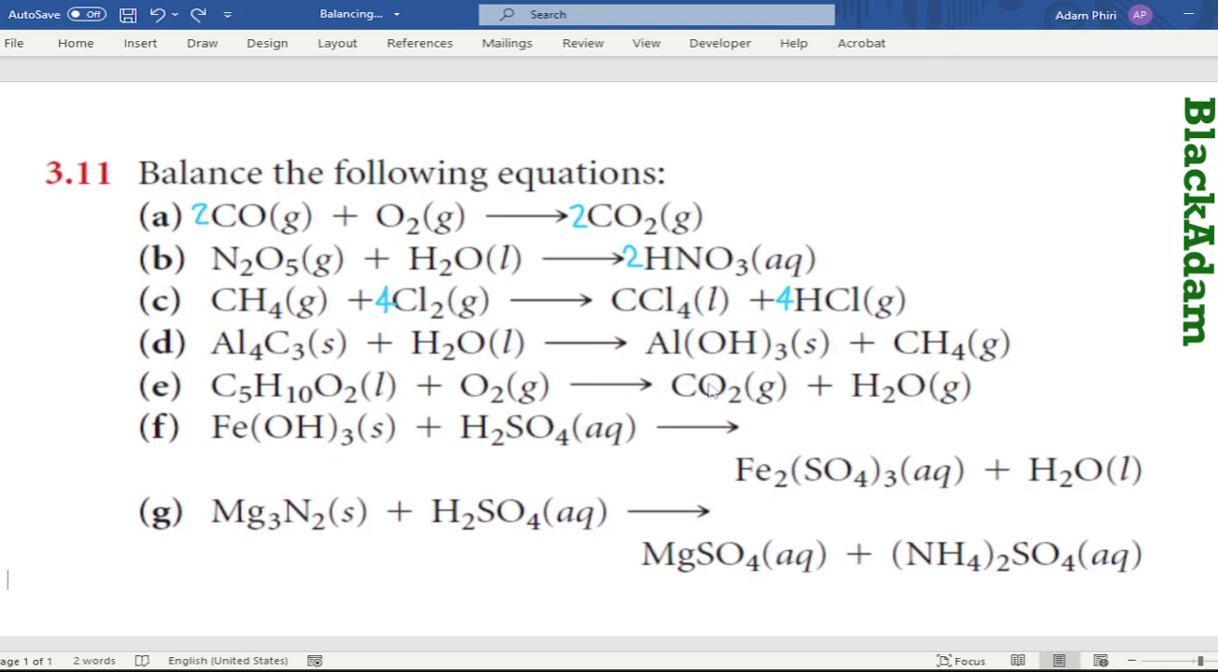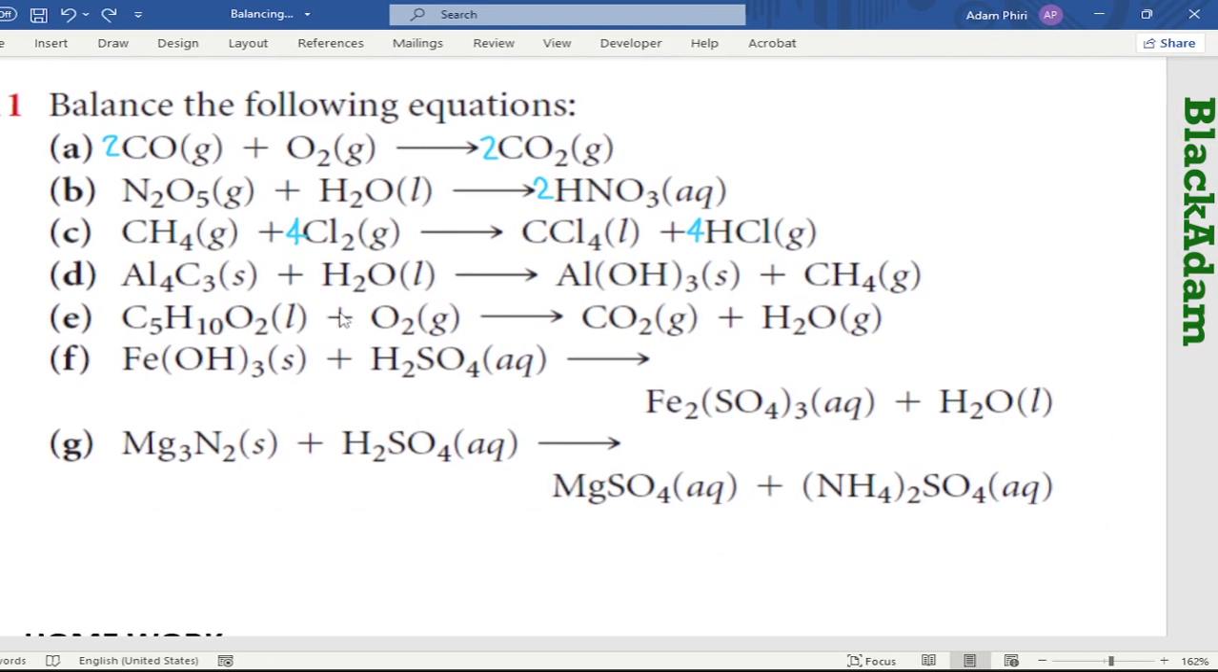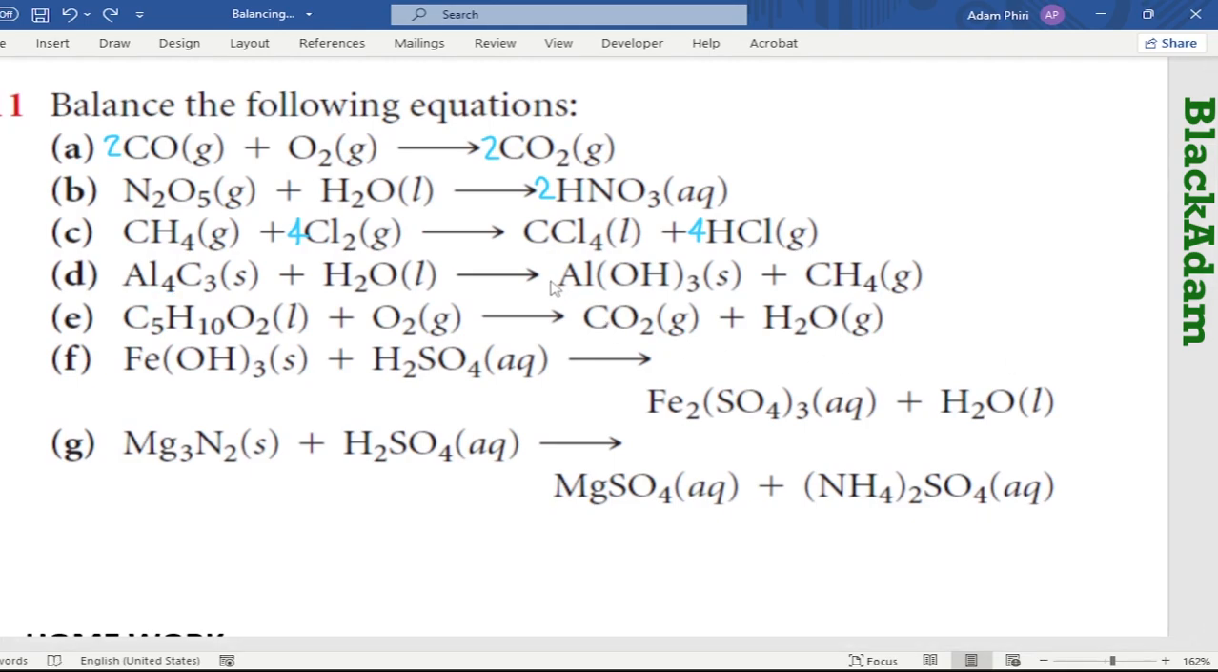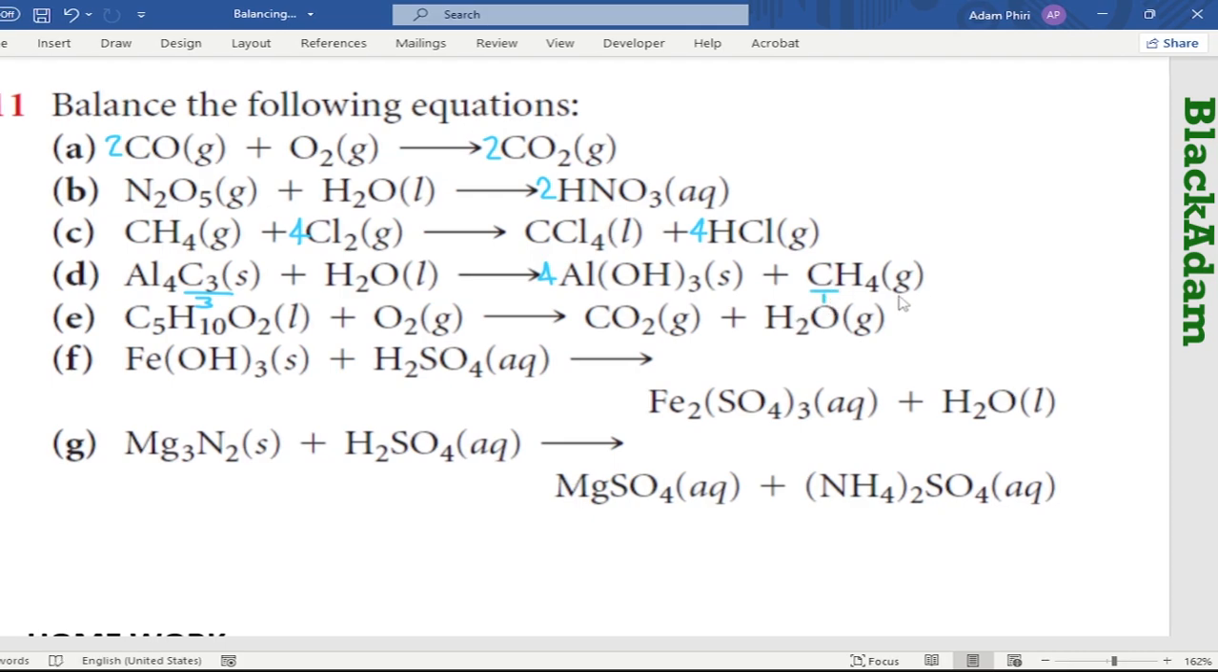And then we come in and check for the fourth equation. We have aluminium, which is 4, and then aluminium is 1, so we can multiply by 4 times 1 to make it 4. Carbon 3, and then we have 1 carbon there, so we can multiply it by 3 to make it 3.